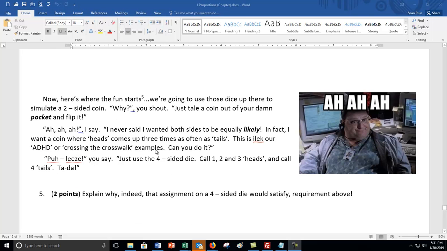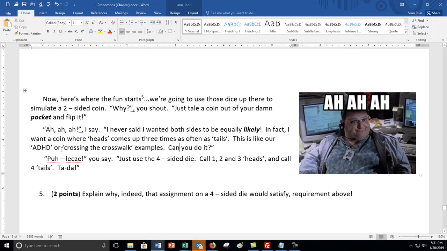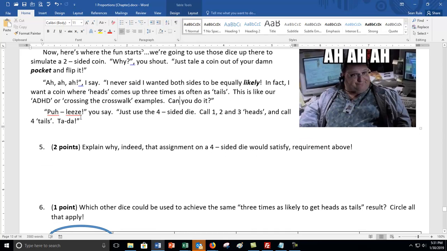So now, what I want is to have a die come up heads 3 times as often as tails. And then there's your solution. So I said explain why indeed that assignment of numbers on a 4-sided die would satisfy the requirement above. I'm going to let you explain that. I can't wait to see what you put there.